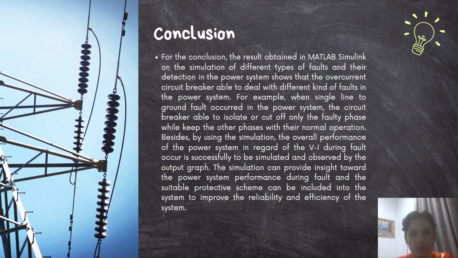So for the conclusion for our project, the result obtained in MATLAB Simulink on the simulation of different types of faults and their detection in the power system shows that the overcurrent circuit breaker is able to deal with different kinds of faults in the power system. As an example, when a single line to ground fault occurred in the power system, the circuit breaker is able to isolate or cut off only the faulty phase while keeping the other phases in their normal operation.